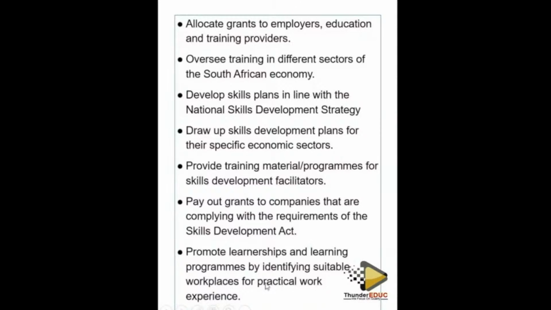Remember, I told you that once the business or the service provider has submitted the skills plan, the SETA will evaluate such a skills plan. After evaluating it, what do they do? Then they will check if such skills are worth taking.